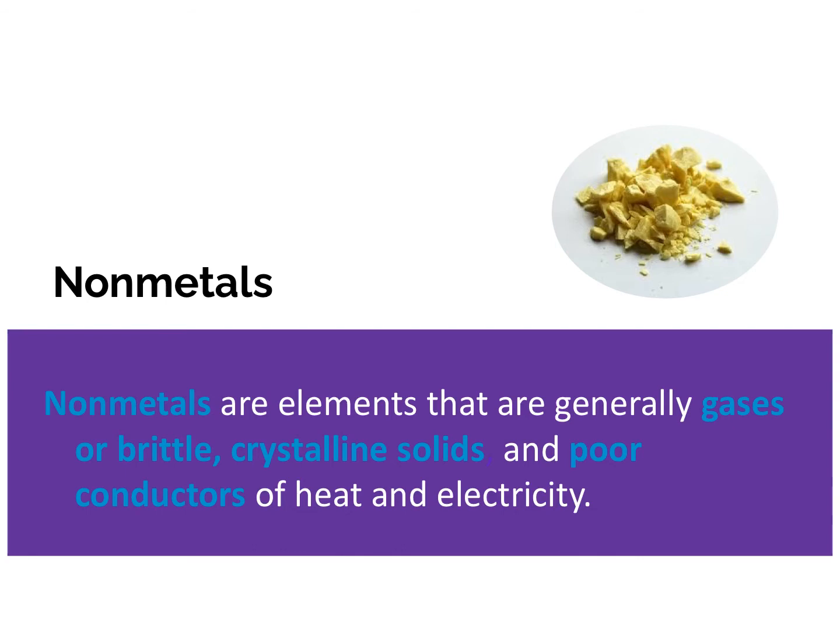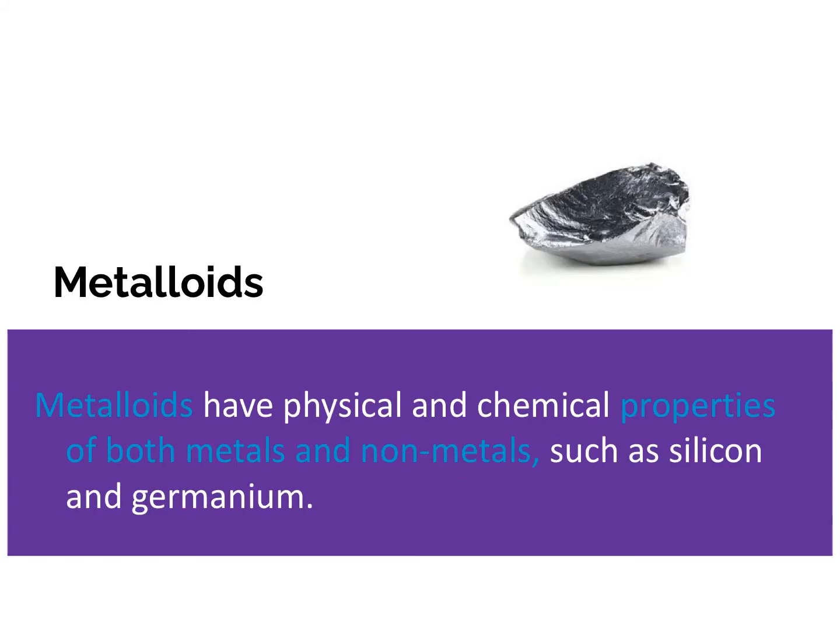Nonmetals are elements that are generally gases, or they are solid, but they are really brittle. Brittle, like this example up here, means that it doesn't really hold together very well. It breaks apart really easily. Those are usually crystalline solids, which is exactly like it sounds: they look like crystals, and they are generally poor conductors of heat and electricity. So we do not use nonmetals to transfer or transport things like heat or electricity.